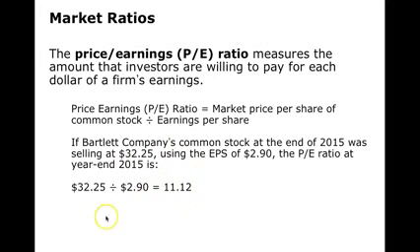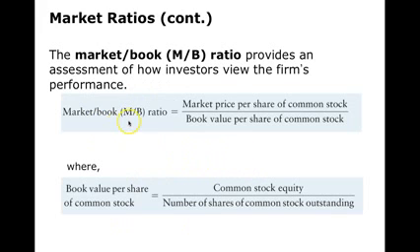So this number can sometimes tell you whether your company is undervalued or overvalued when you look at peers. Okay. We have the market to book ratio, M divided by B, and this is the market price. Market price relates to stock price. So stock price per share divided by book value per share. Now, what is book value per share? It's the common equity divided by the number of outstanding shares.